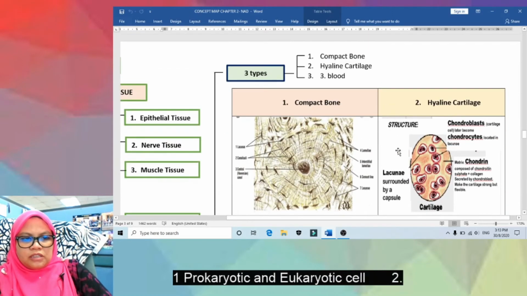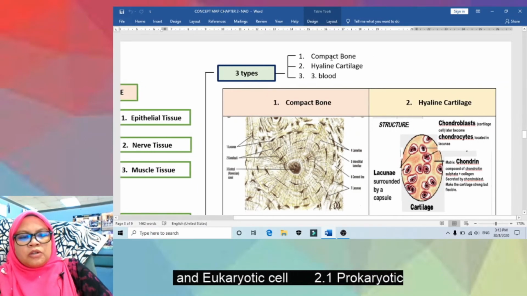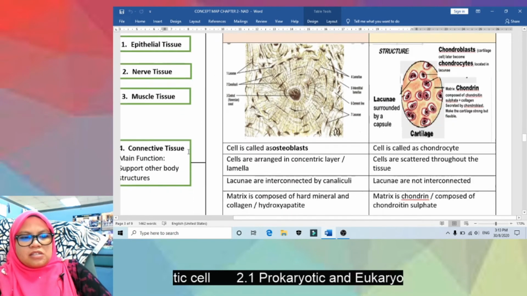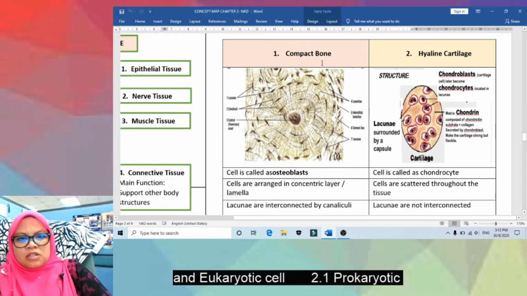So the third animal tissue is muscle tissue. We have three. Sorry, the last one is connective tissue. So we have three types of connective tissue, which are the compact bone, hyaline cartilage, and blood. So here is the compact bone and hyaline cartilage. Okay, make sure you know the structure of compact bone and the hyaline cartilage.